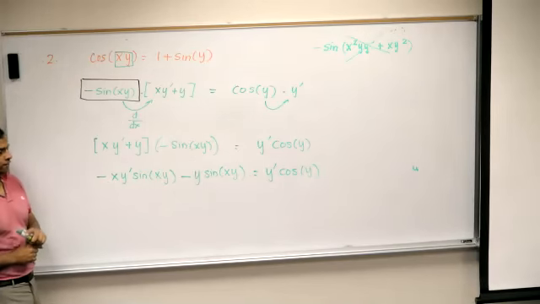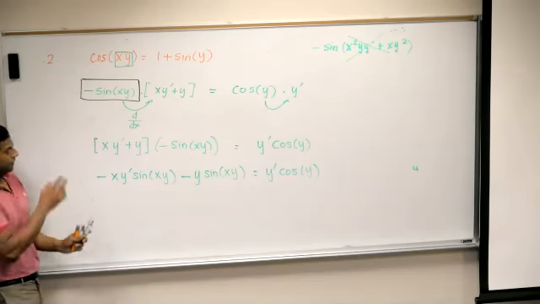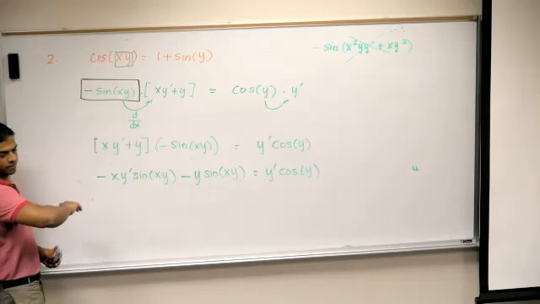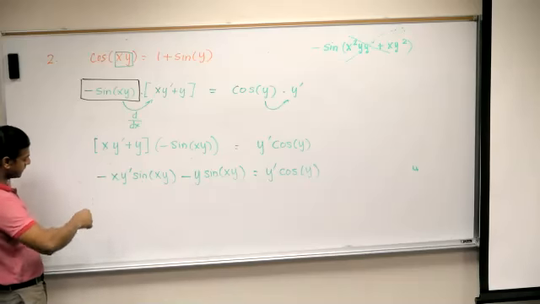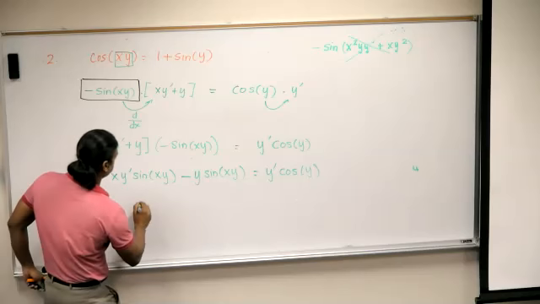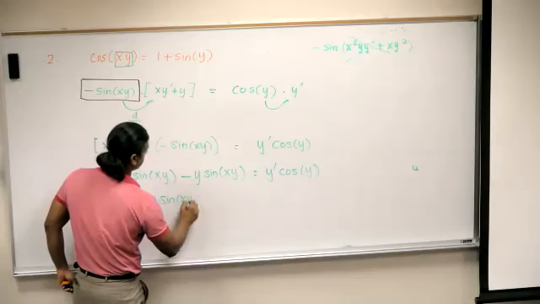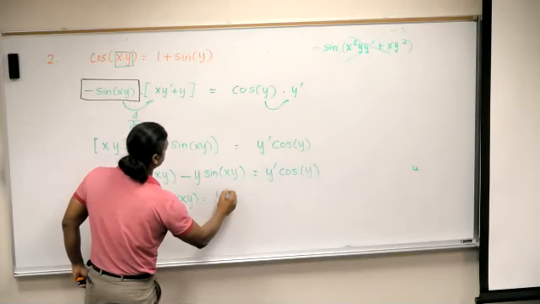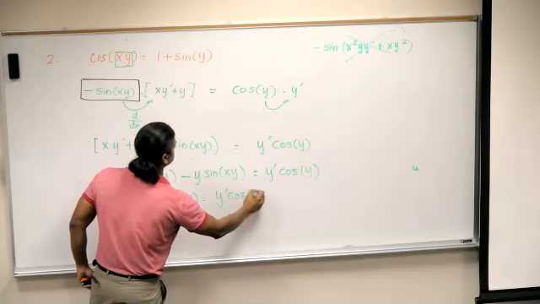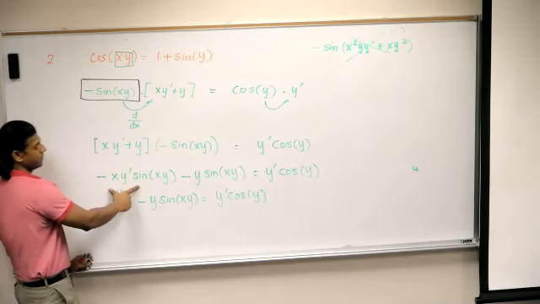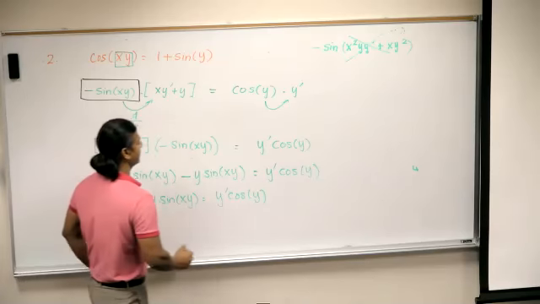We want to solve for y prime, so move all terms that have y prime to one side, leave the rest on the other. So minus y sine xy would equal y prime cosine y. Move that term to the other side.